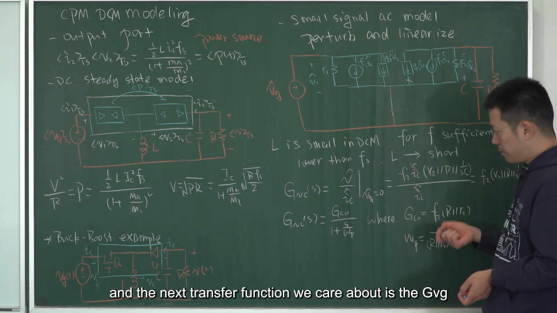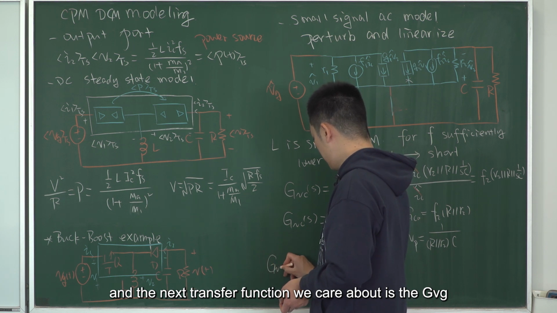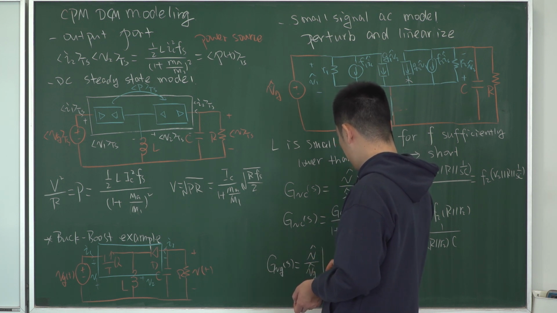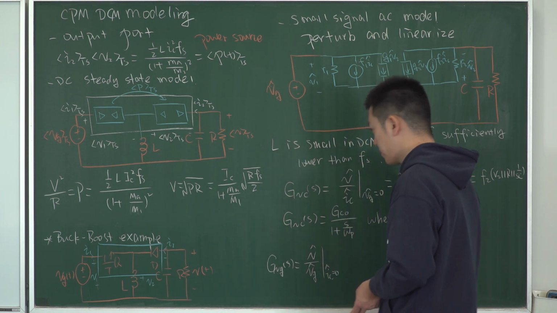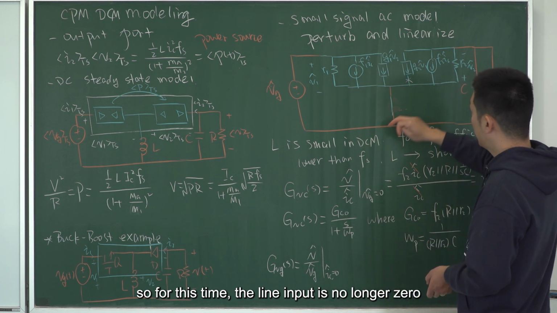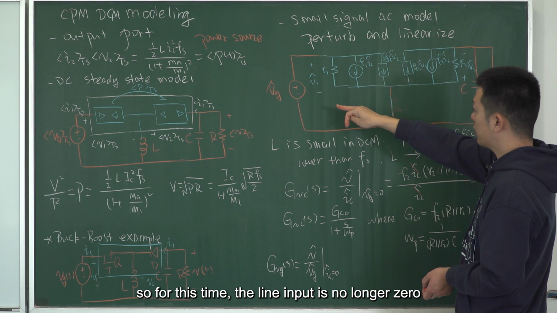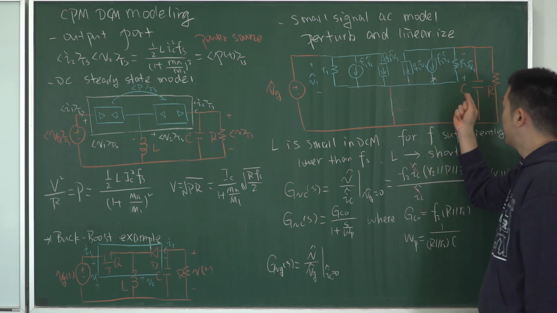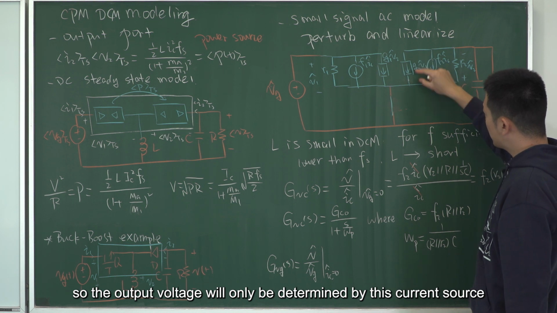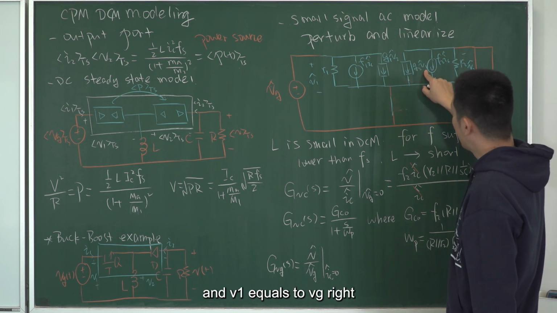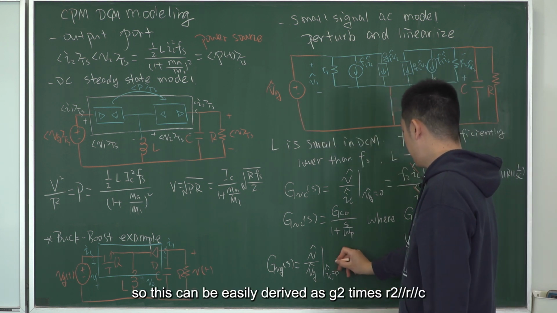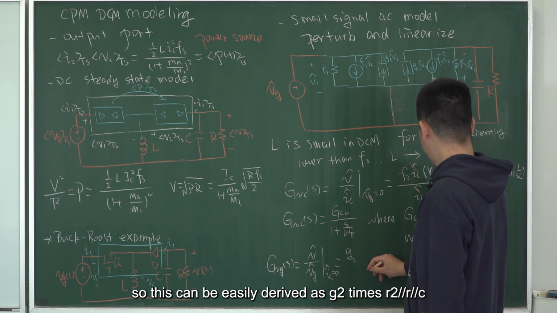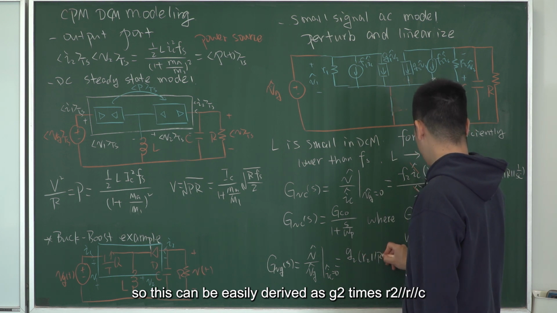And the next transfer function we care about is the GVG, which equals the output voltage small signal divided by the line input, under the condition that the controlling input is 0. So this time, the line input is no longer 0, but the controlling input is 0. So here can be opened, right, because the current source equals 0 amp. So the output voltage will only be determined by this current source, which is G2 V1, and V1 equals VG, right? So this can be easily derived as G2 times R2 parallel with R parallel with C.